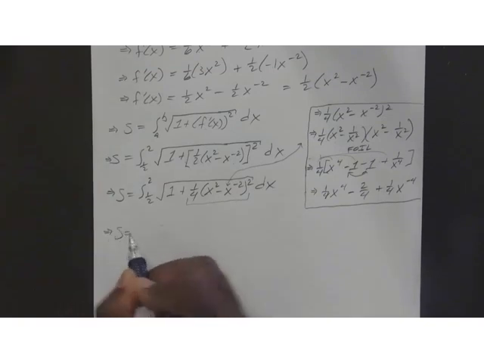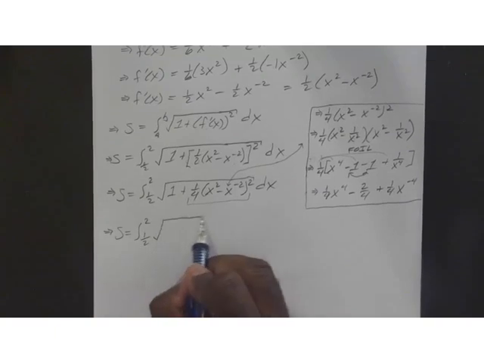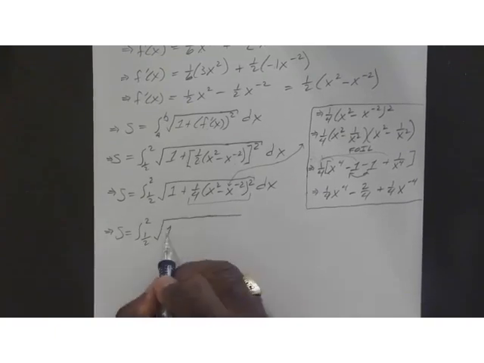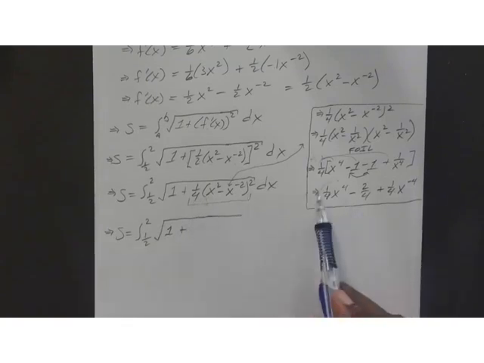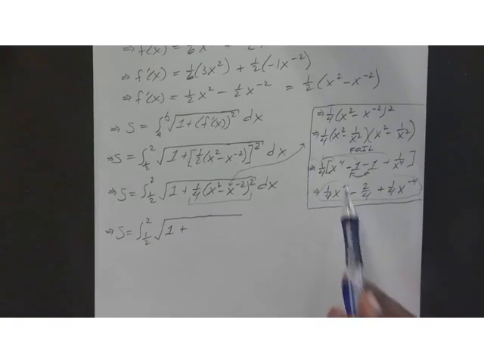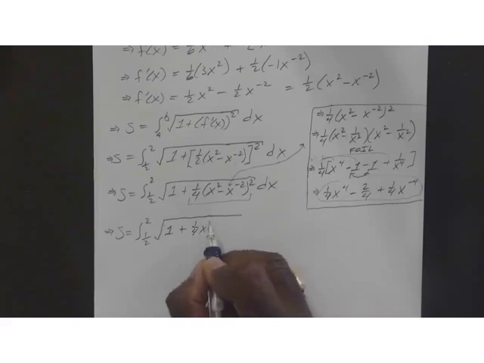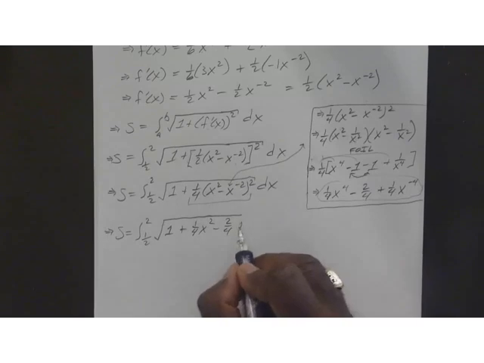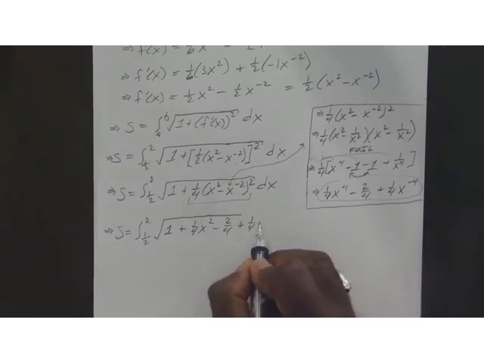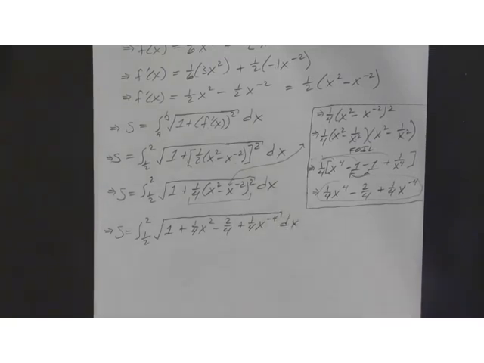Okay, so that means our arc length is equal to the integral from 1/2 to 2 of the square root of 1 plus, and instead of having 1/4 times this, we can just replace it with this right here. 1/4 x to the 4th minus 2/4 plus 1/4 times x to the negative 4th power with respect to x.